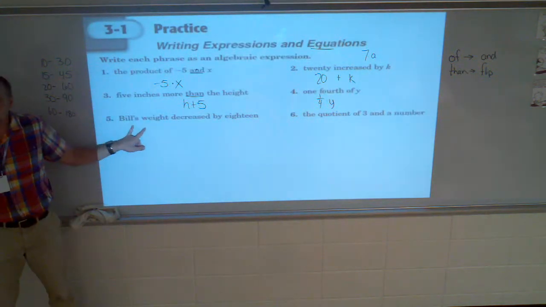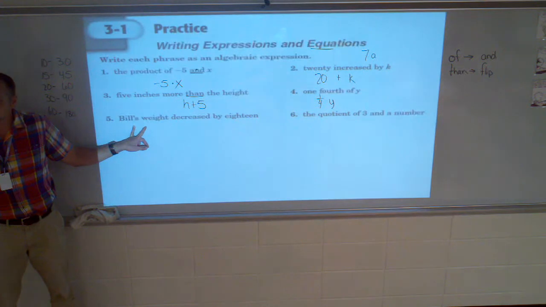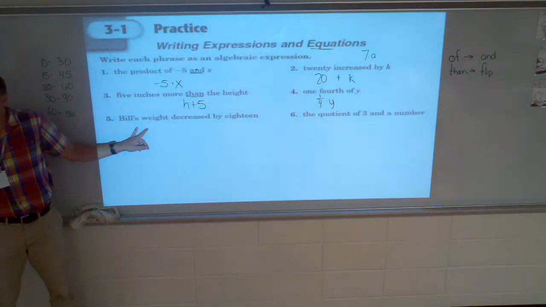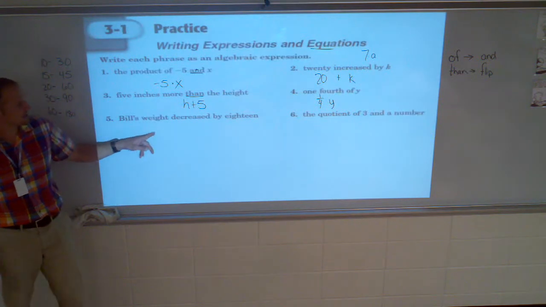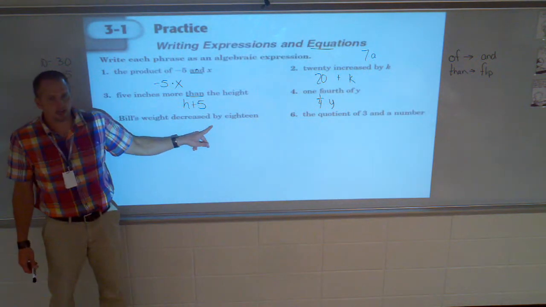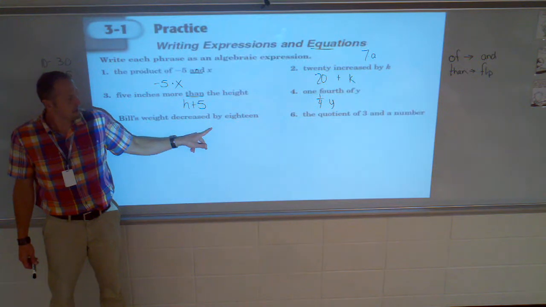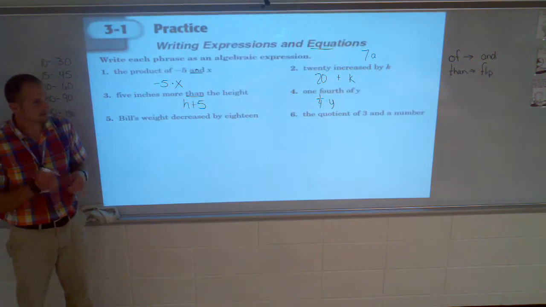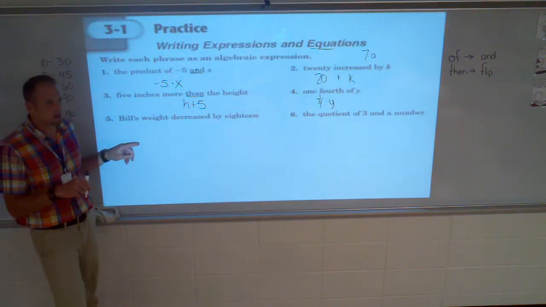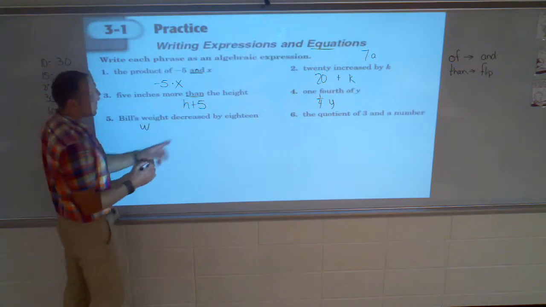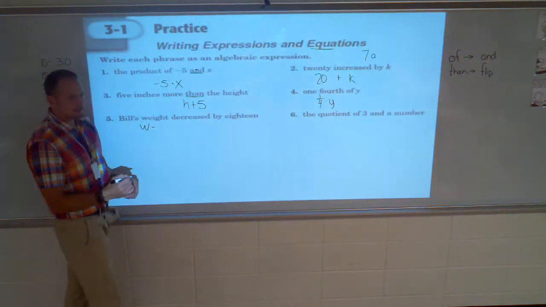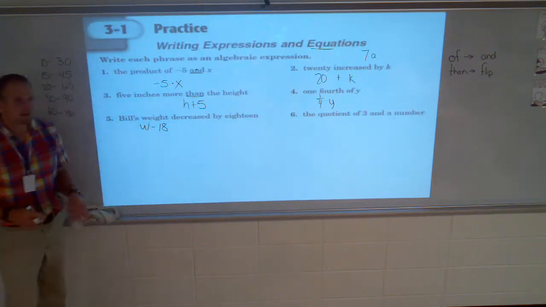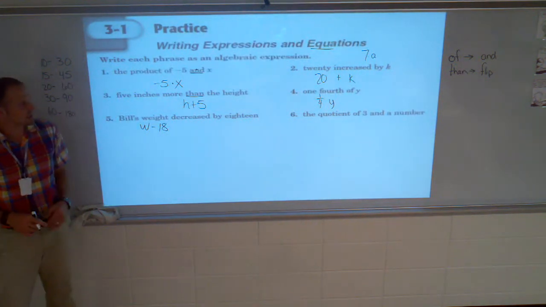Okay, let's look at number 5. Write down what I read. Bill's weight. I don't know Bill's weight, so I should just write a variable. Maybe B, maybe W. So Bill's weight decreased by 18. Kyle, tell me what to write. Bill's weight W decreased by minus 18. Perfect. W minus 18.